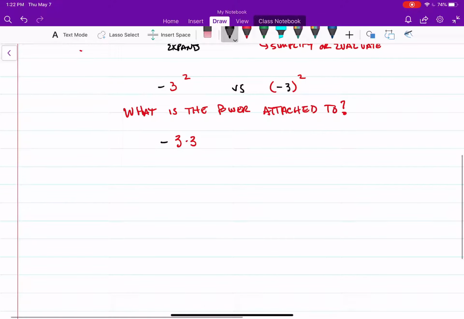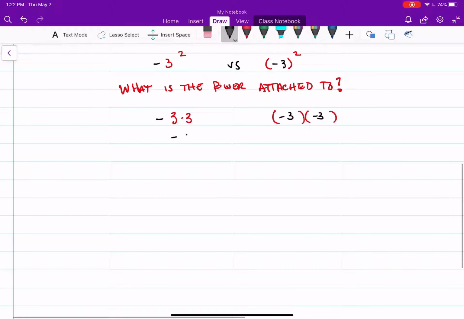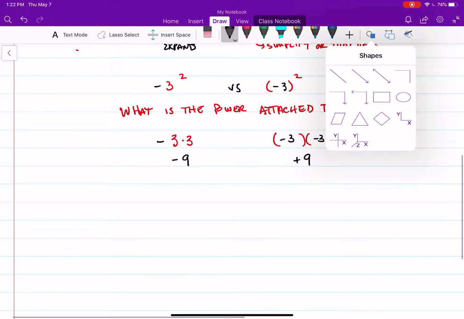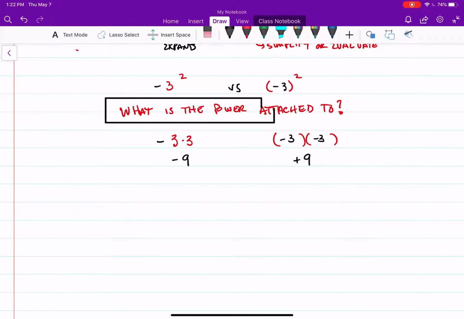And the one on the right says write the parentheses out twice. It just happens to be -3. So the one on the left is going to become a -9, where the one on the right is actually going to be a +9. Okay, so understand the difference there, and the main reason is, what is the power attached to? Again, the one on the left is attached to the 3. There's no parentheses. The one on the right is attached to the parentheses. So know the difference there.